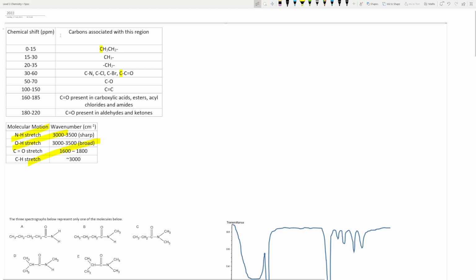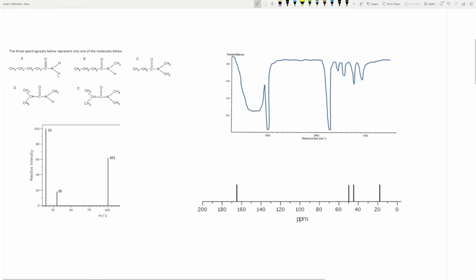I'm just going to go straight into some questions. You've got the tables on the left hand side. I may come back to and refer to them every now and then, but let's get started. The first one we're looking at has three spectra representing only one of the molecules below. This is not a properly printed one, especially the IR; it's hand drawn, so it's more just to teach you the content.